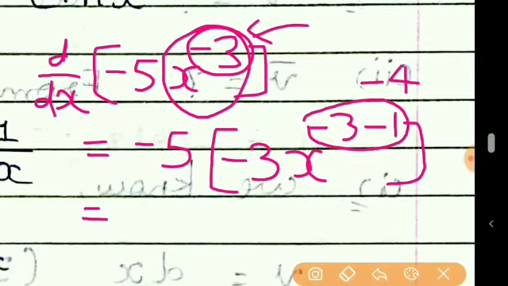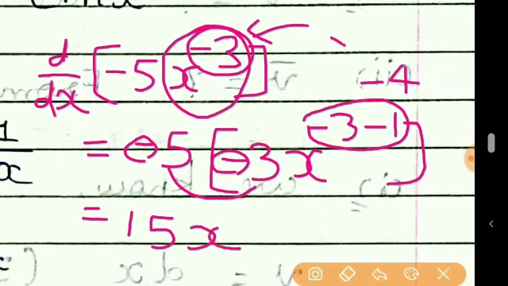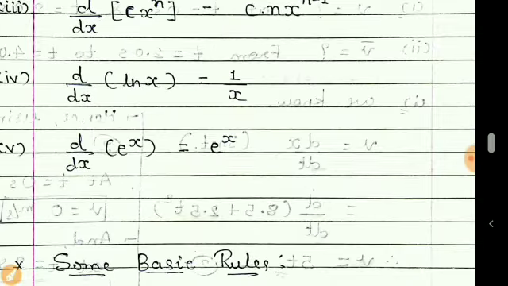And so what will be the final answer? Look at this, minus into minus is plus, and 5 3s are 15. So it is 15 x raised to minus 4. So I hope you understood. Now let us move to this next.